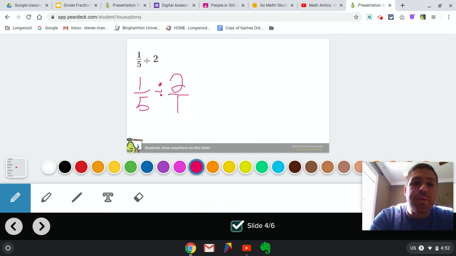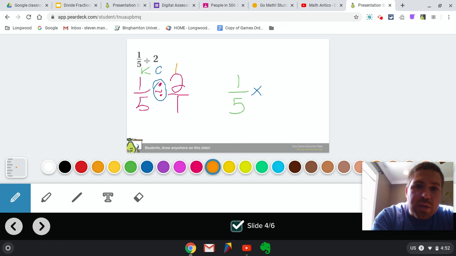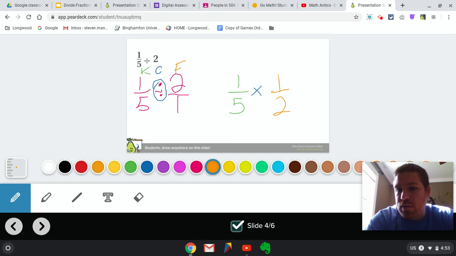To get started right away, our next step is keep, which is keep the first fraction the same, 1/5. Our next part is change, which is change that division sign to multiplication. And then finally we have flip, which again is the reciprocal, right? So we're taking the numerator and making that the denominator. And I'm taking the denominator and making that the numerator. And now I have a nice, easy fraction multiplication sentence.